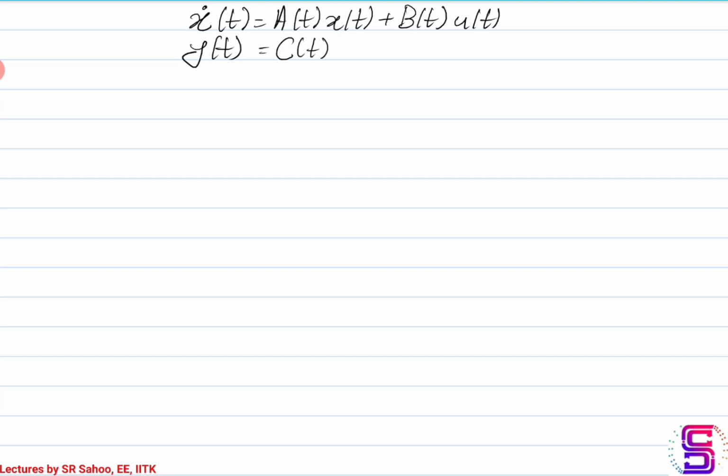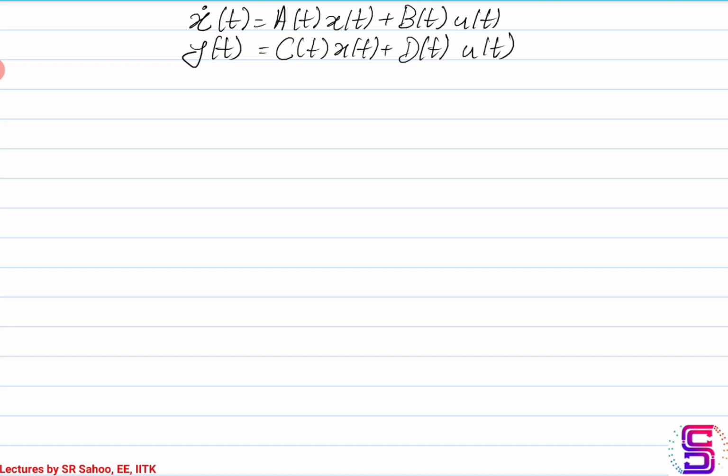So we have already seen the state space representation for linear systems, and we saw that it is of this form. It is the differential equation for the state vector x, and then you have the algebraic equation representing the output. Okay, so x is the state vector, u is the input vector, and y is the output vector, and A, B, C, D are system parameters.